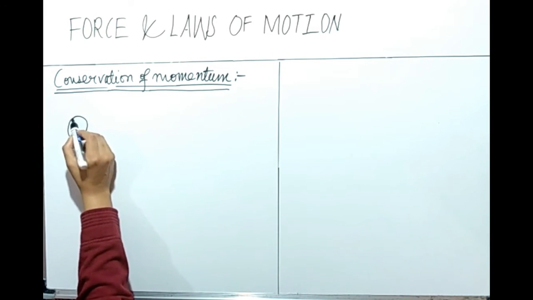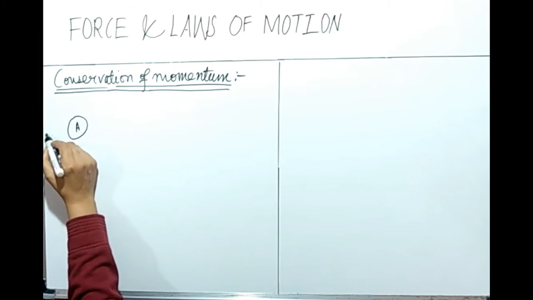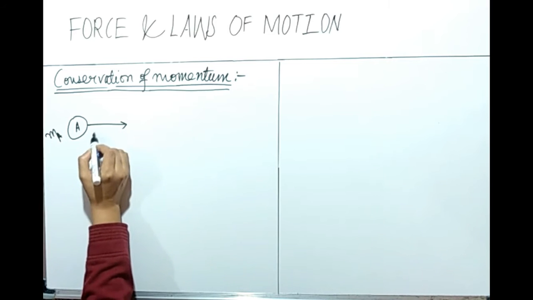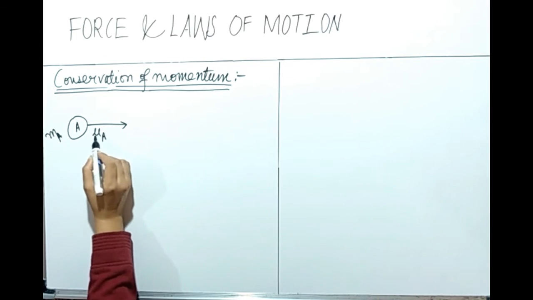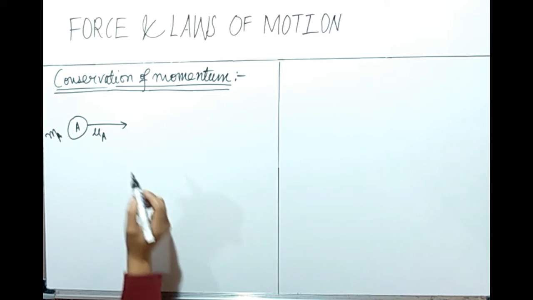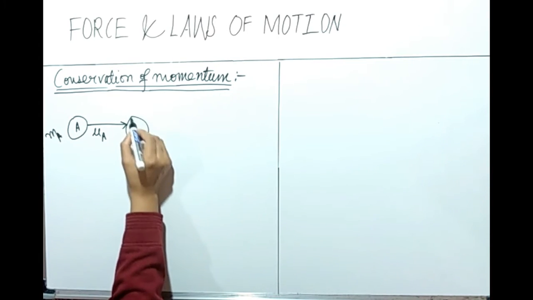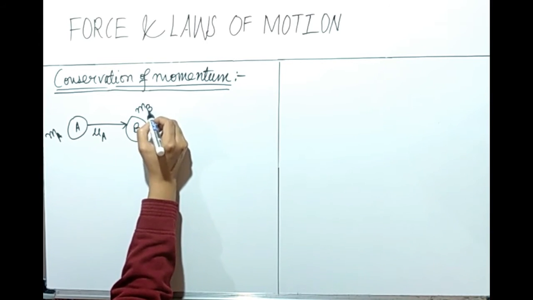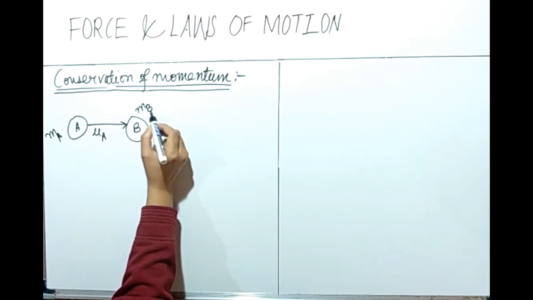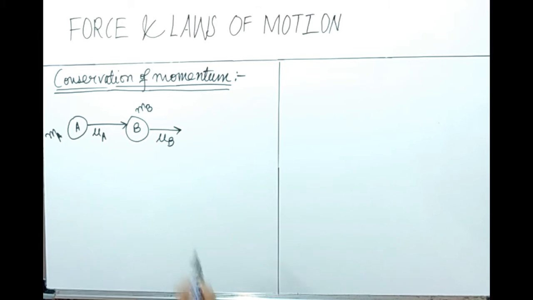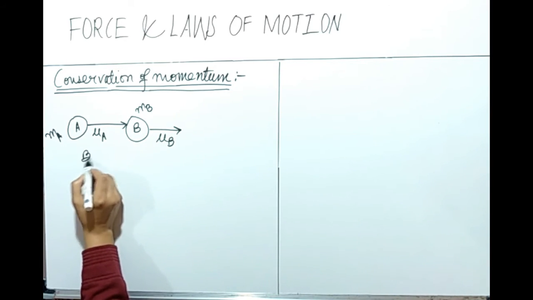Let's say there is a ball A having a mass ma and it is moving with a velocity ua. U means it is the initial velocity of ball A. There is another ball B and the mass of this ball is mb, and it is moving with the initial velocity ub. This is the situation before collision.